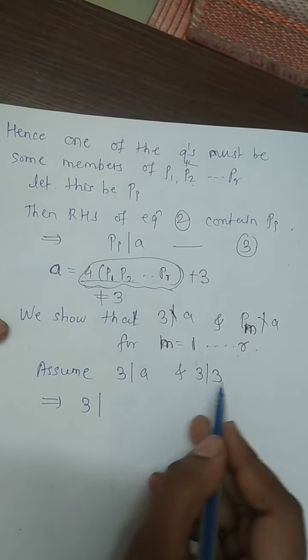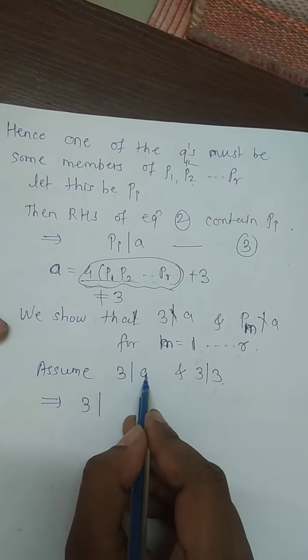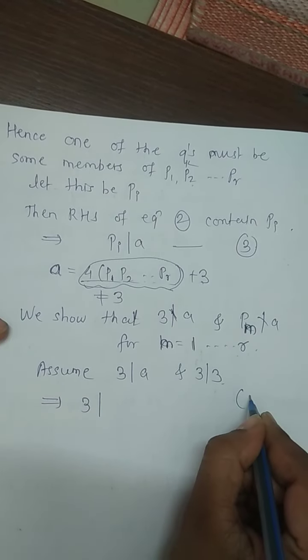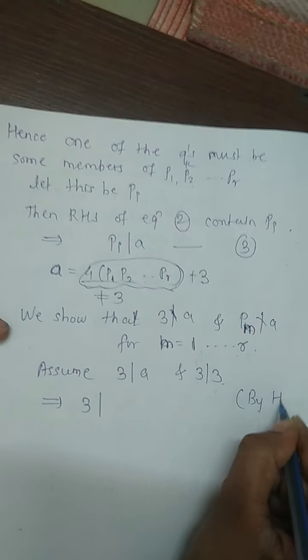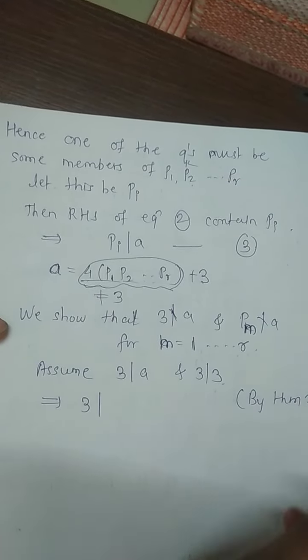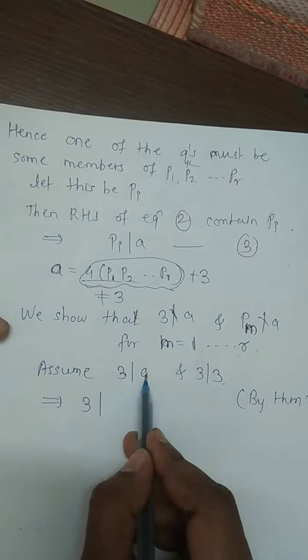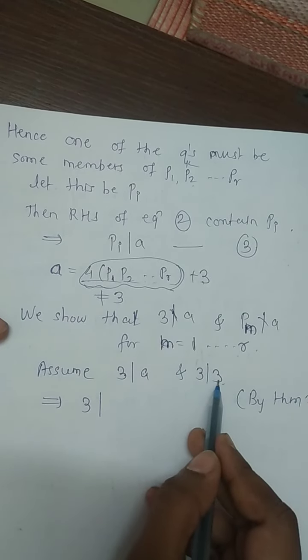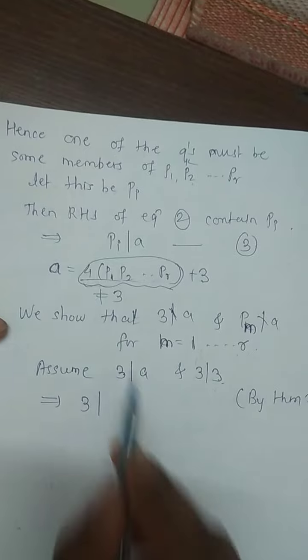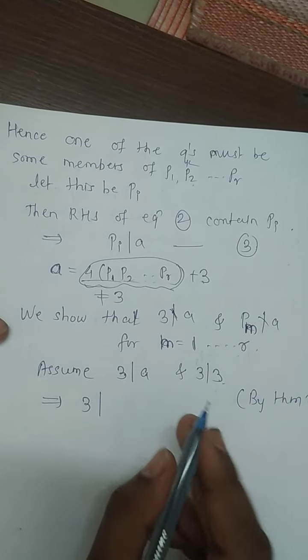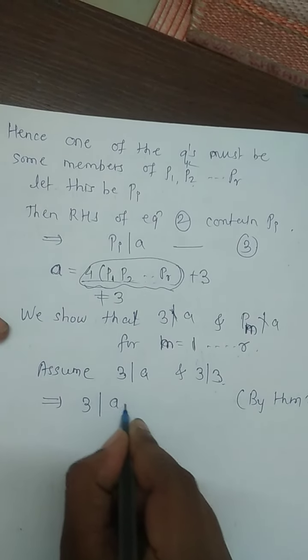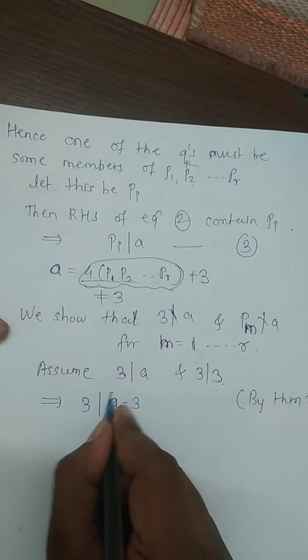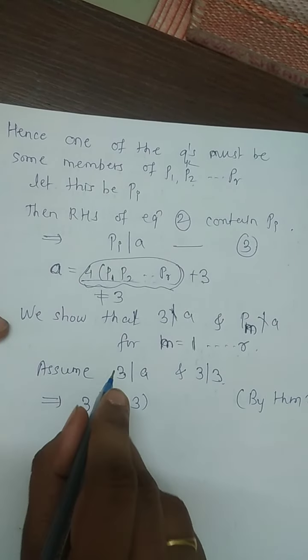By theorem 2 in the previous section, read theorem 2 of this book. Theorem 2 means if 3 divides a and 3 divides 3, then a linear combination of these two numbers will be divisible by 3. This is theorem number 2. So this is a linear combination of A and 3. So 3 divides A minus 3.